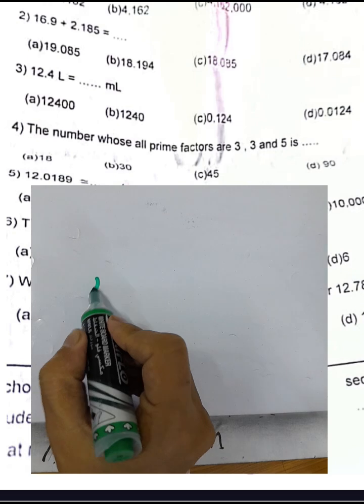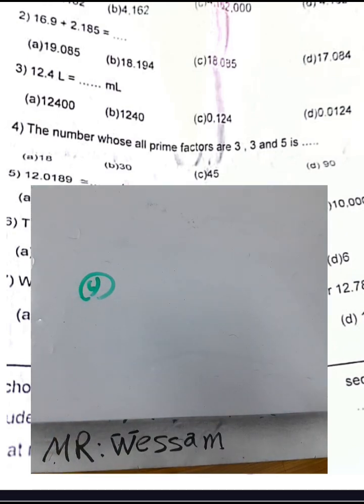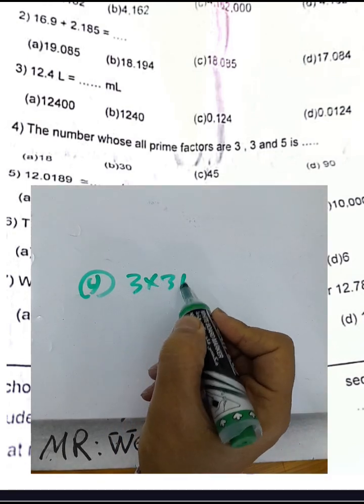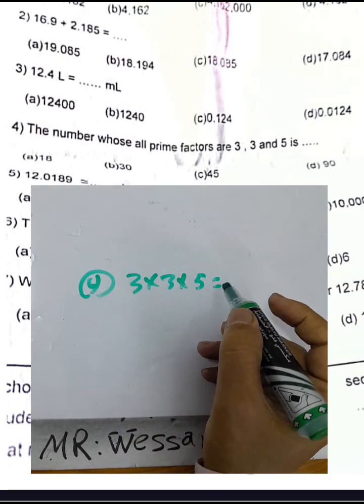Question 4. The number whose prime factors are 3, 3, 5. We can find the number by product of all factors here. Okay, 3 times 3 times 5. 3 times 3, 9. 9 times 5 equal 45.